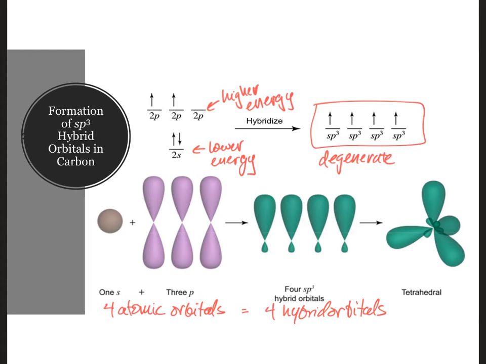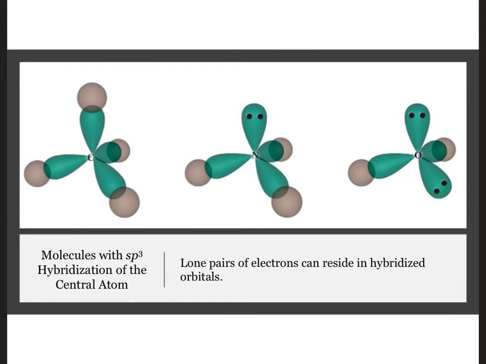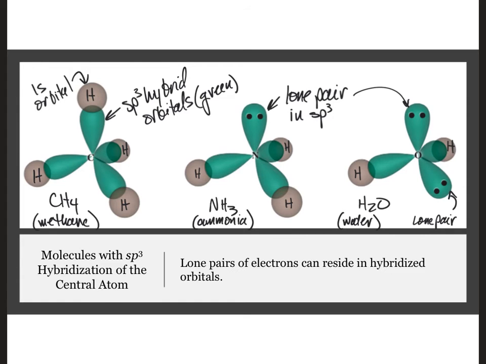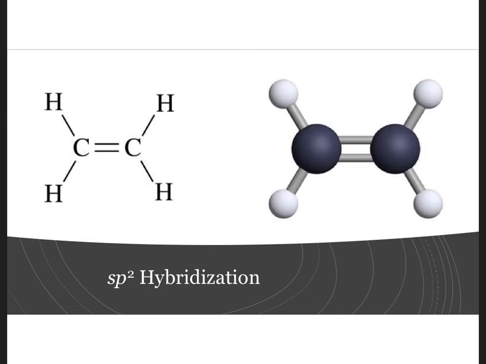Let's look at some examples. Here are 3 tetrahedral molecules that all contain sp3 hybrid orbitals. In our first example, the sp3 hybrid orbitals on carbon, in green, overlap with the 1s orbitals on each hydrogen. In tetrahedral electron geometries with lone pairs, the lone pair occupies one of these hybrid orbitals. We see this with one lone pair in ammonia, NH3, and with two lone pairs occupying the hybridized orbitals in water, H2O.